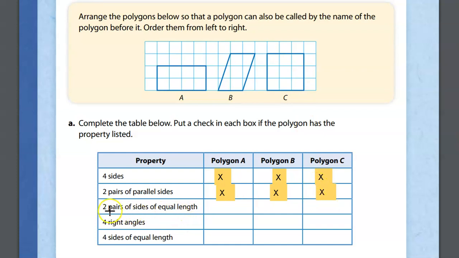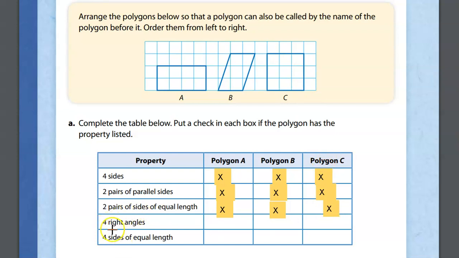The next description says, two pairs of sides of equal length. So let's look. Both of these sides are of equal length? Yes. Both of these sides are of equal length? Yes. So polygon A fits the criteria. Polygon B, these sides are of equal length? Yes. These sides are equal length? Yes again. We're going to put an X in that box. And our last one, these sides of equal length? Absolutely. These sides of equal length? You gotcha. So let's go ahead and put a check or an X in that box.